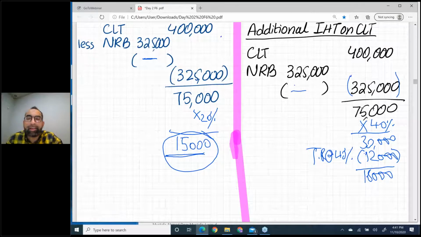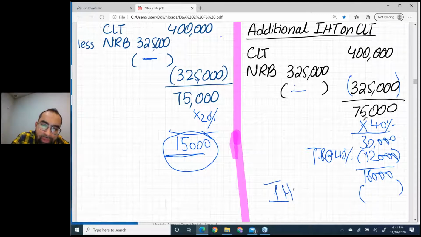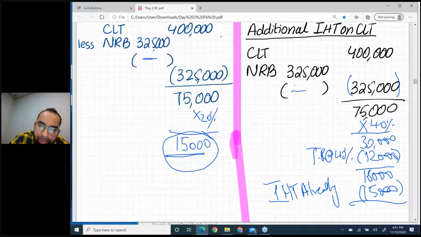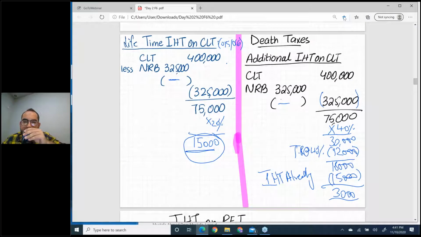So simply deduct the IHT already paid. This is, I think, 15,000. So the final amount is 3,000. Okay, so this is your additional IHT on CLT. The first death tax is ready.